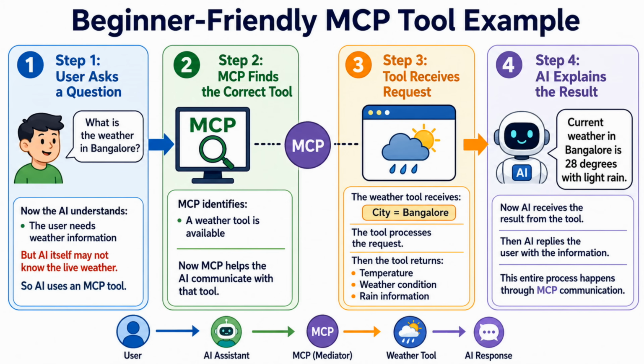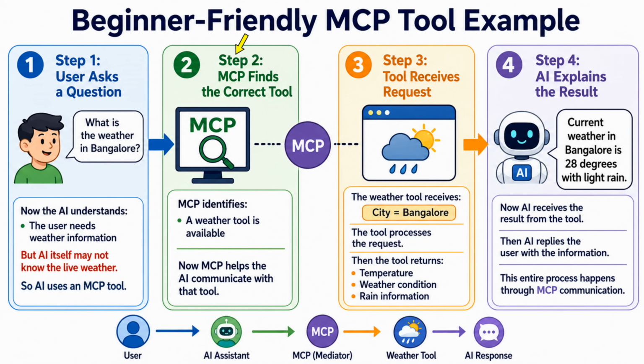Now we will see an MCP tool example. Step 1. User asks a question. What is the weather in Bangalore? Now the AI understands the user needs weather information. But the AI itself may not know the live weather. So the AI uses an MCP tool.